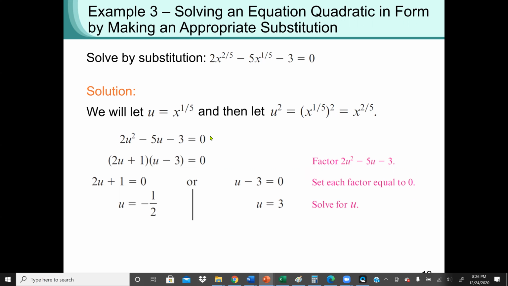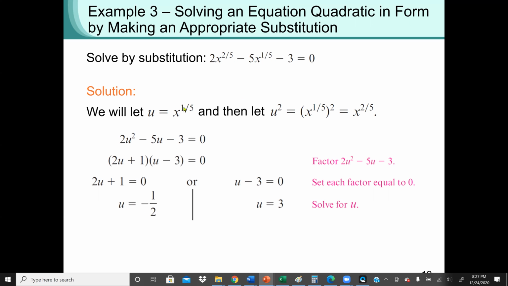Now when I find the value of u finished, I'm going to substitute here to find the x. So now this is easier to factorize. When we factorize this trinomial, we get (2u + 1)(u - 3). So 2u + 1 equal to 0, then u will give me negative 1/2. u - 3 equal to 0, u will give me 3. We have not finished yet. We just found the value of u.